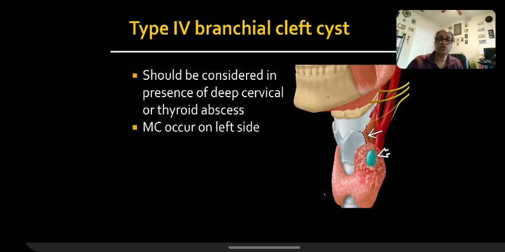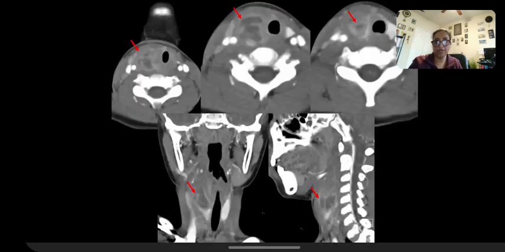So here's a cartoon again showing you there's a tract extending from the piriform sinus going down. You can get either an intrathyroidal or a perithyroidal abscess. So be mindful of this imaging appearance. So this is how it looks. So here is a CT scan of a patient who presented with neck swelling, pain, fever. And here you can see that there is this abscess within and around the thyroid gland. Do you see that? So this is very typical of an infected type 4 branchial cleft cyst.